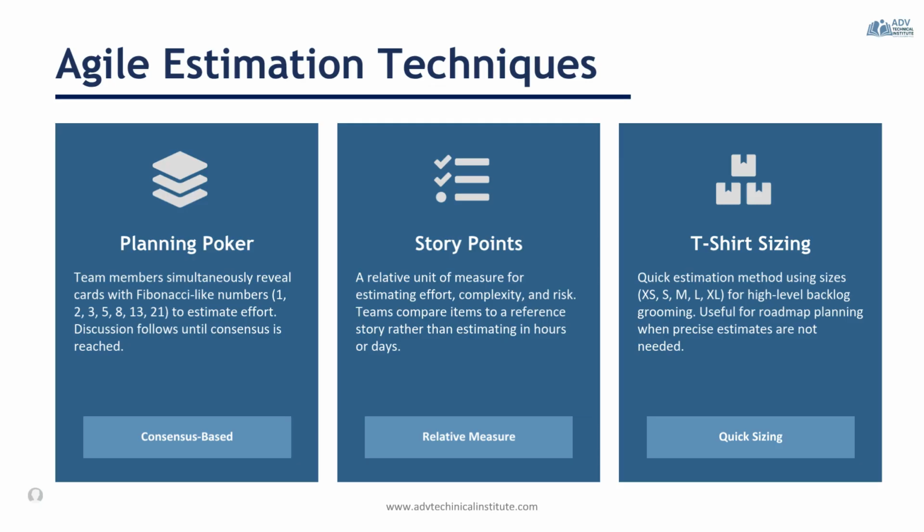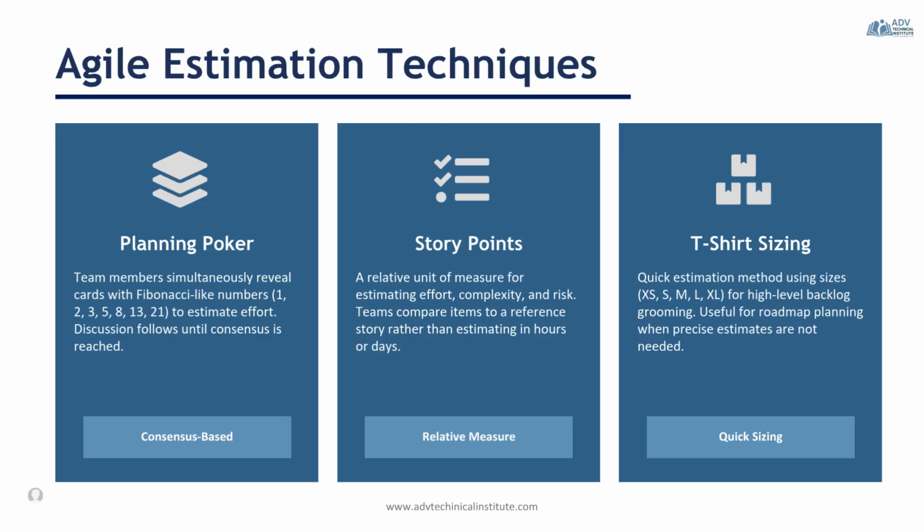The first technique that we'll talk about is planning poker. That is a consensus-based estimation method. Team members independently select cards, typically using a Fibonacci sequence, such as 1, 2, 3, 5, 8, 13, to estimate a user story. Everyone reveals their estimates at the same time, discusses any differences, and repeats the process until a consensus is reached. This helps prevent bias and encourages team collaboration.